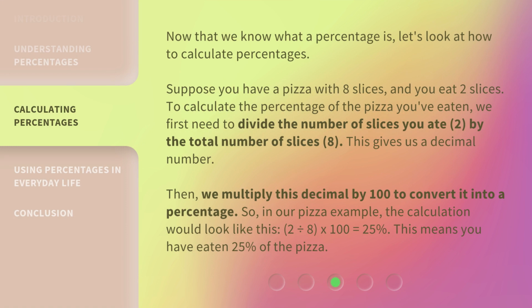Now that we know what a percentage is, let's look at how to calculate percentages. Suppose you have a pizza with 8 slices, and you eat 2 slices. To calculate the percentage of the pizza you've eaten, we first need to divide the number of slices you ate, 2, by the total number of slices, 8. This gives us a decimal number. Then, we multiply this decimal by 100 to convert it into a percentage. So, in our pizza example, the calculation would look like this. 2 divided by 8, times 100 equals 25%. This means you have eaten 25% of the pizza.